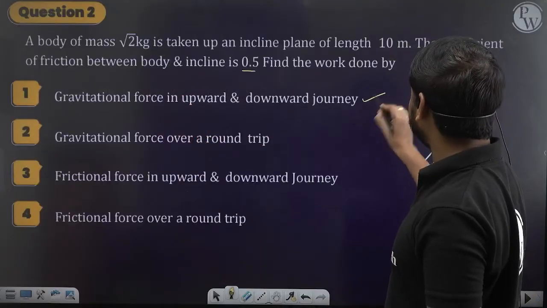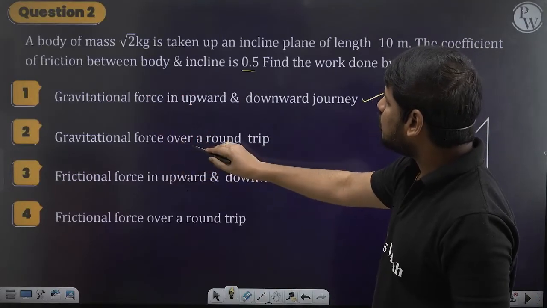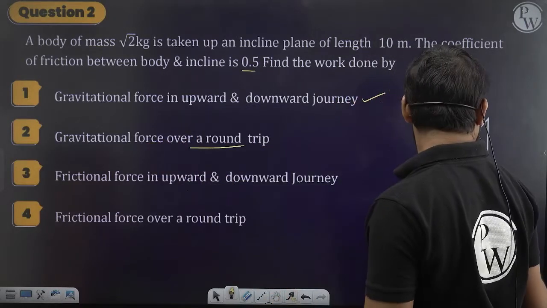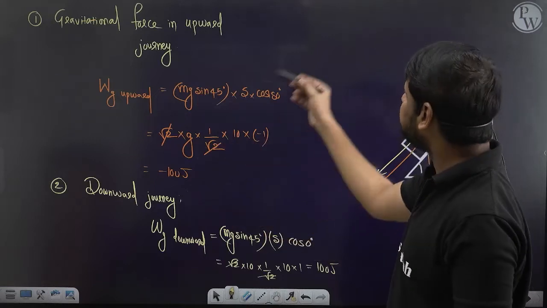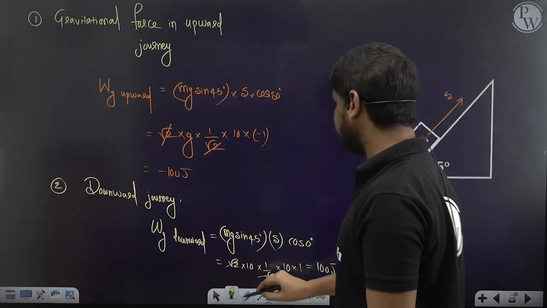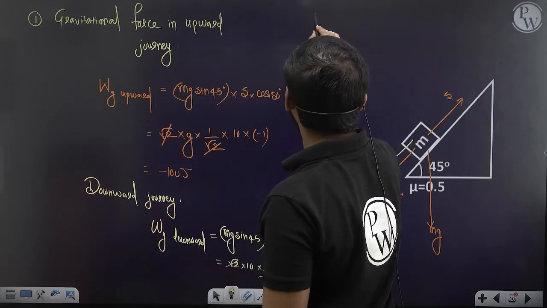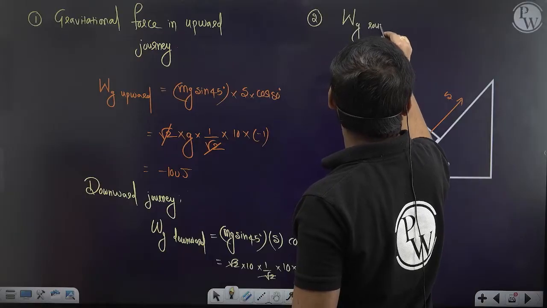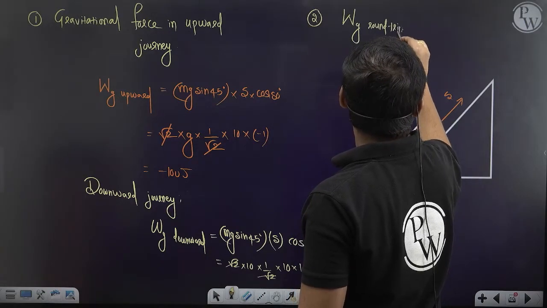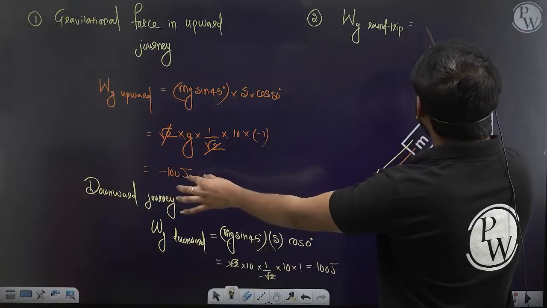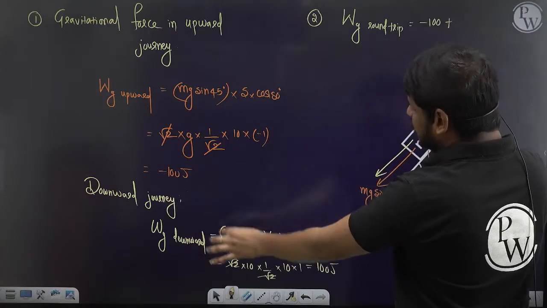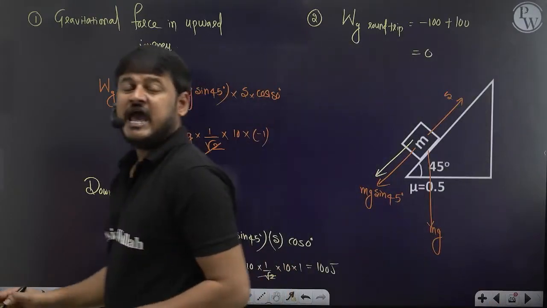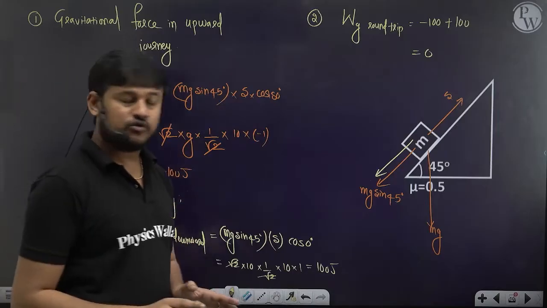So the first question is done. Now, what is the work done by the gravitational force over a round trip? Round trip means upward journey plus downward journey. So let me do the second question here. The work done by gravity in the round trip will be, in the upward journey minus 100 and in the downward journey plus 100. So we got 0.